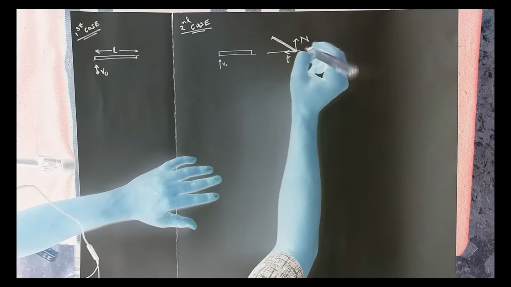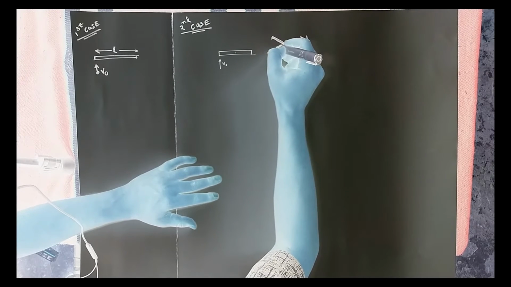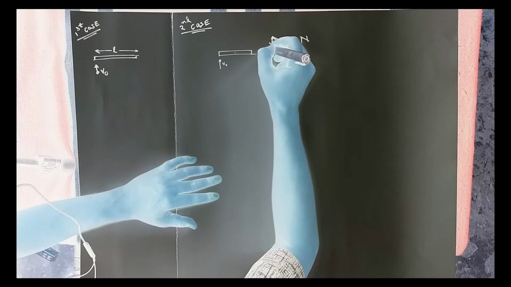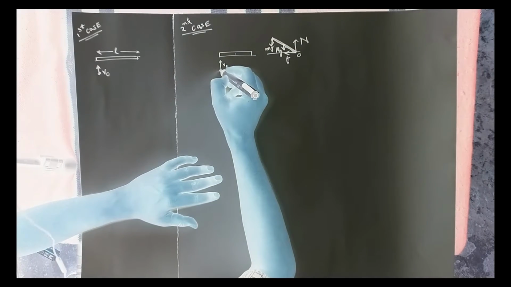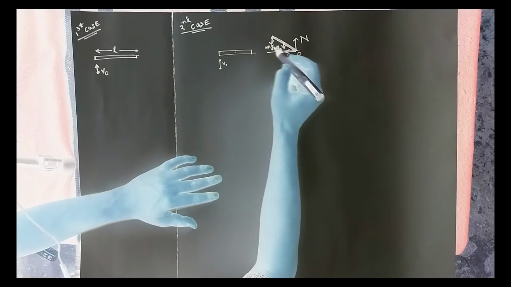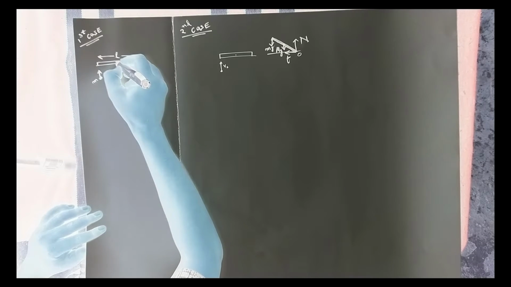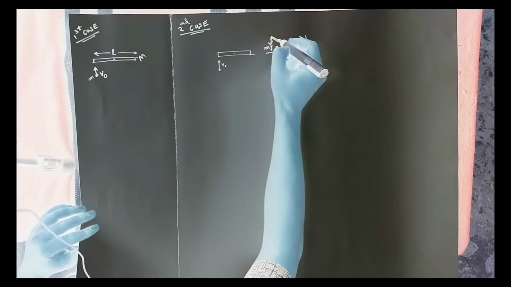This is point O. Let it be point O. This is capital M g, and this is small m g. Whereas small m and capital M are the masses. These are the forces here. O is the point.